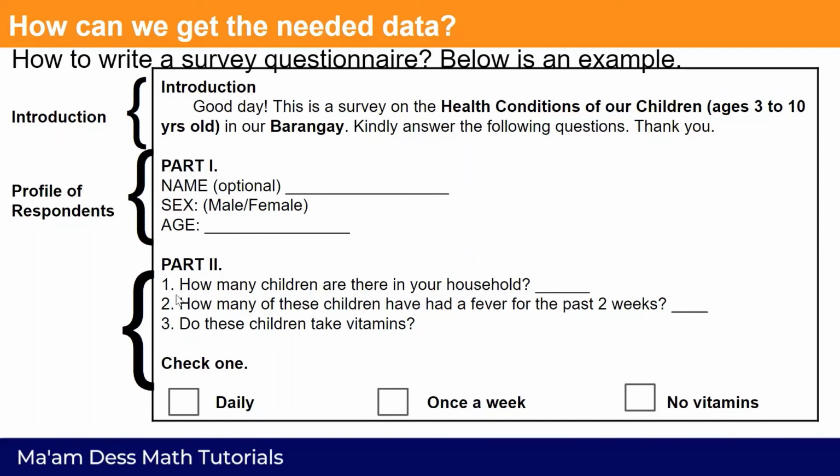So for the part 2, we have the questions to answer. How many children are there in your household? How many of these children have had a fever for the past 2 weeks? Do these children take vitamins? Check one: daily, once a week, no vitamins. So yung mga question po natin dapat related po sa topic natin.